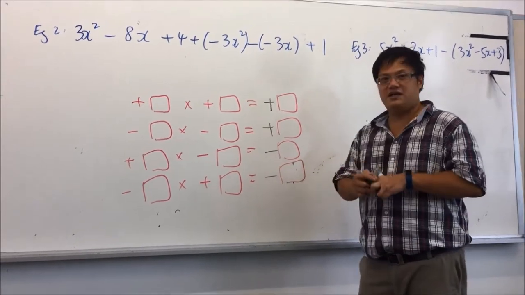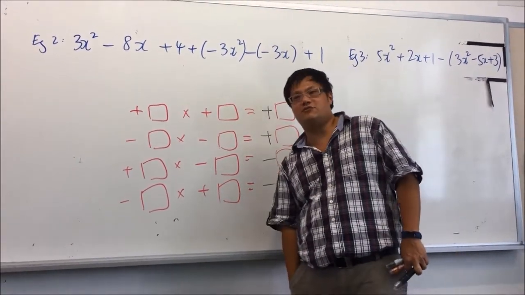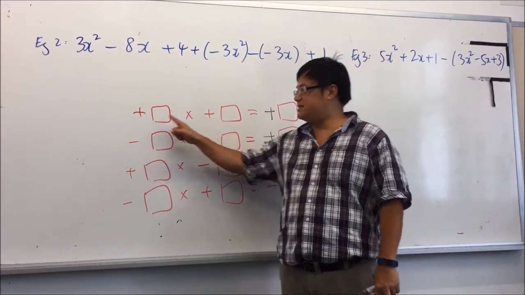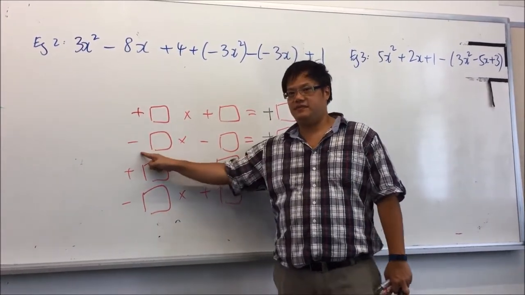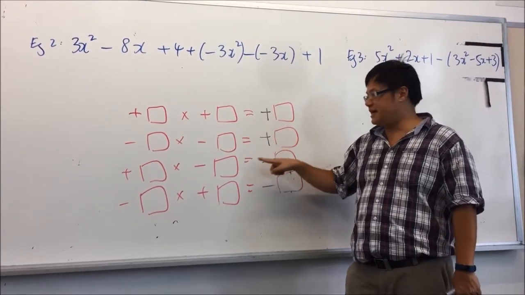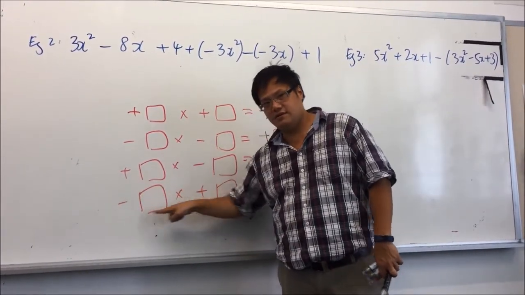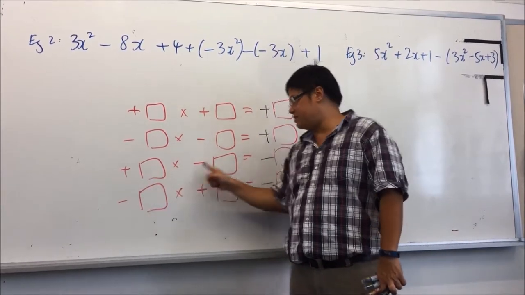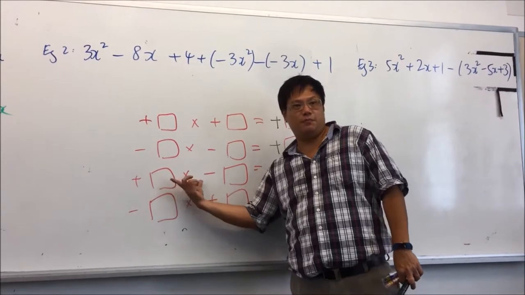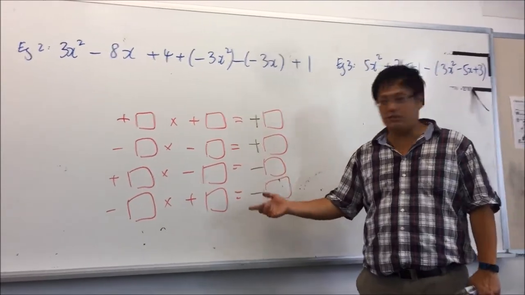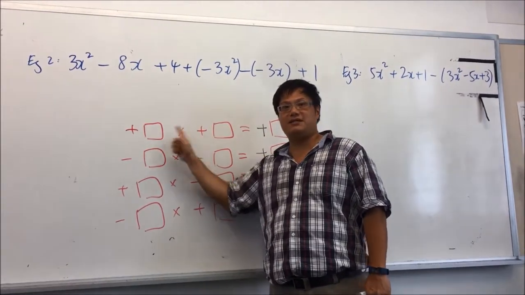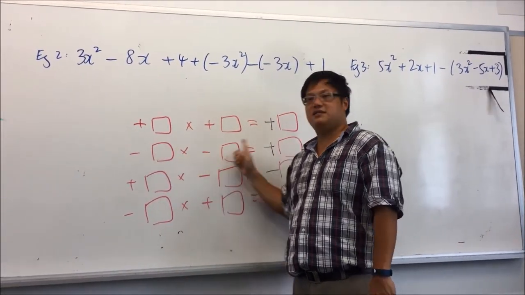Okay, girls, let me teach you a way of remembering this. The trick is simple. Gaya, watch, when the signs are the same, when you multiply them, it's always plus. When the signs are different, when you multiply them, it's always minus. Plus and minus, minus and plus, different signs will always give minus. But when we multiply two expressions of the same sign, plus and plus is plus. Minus and minus is plus.